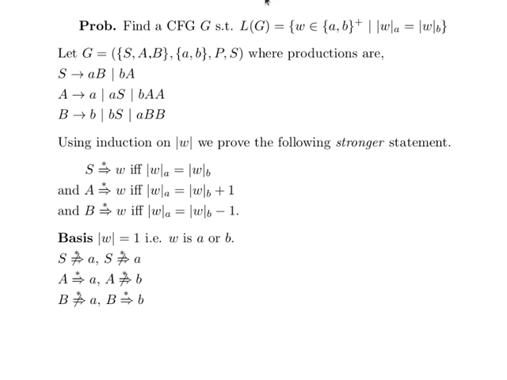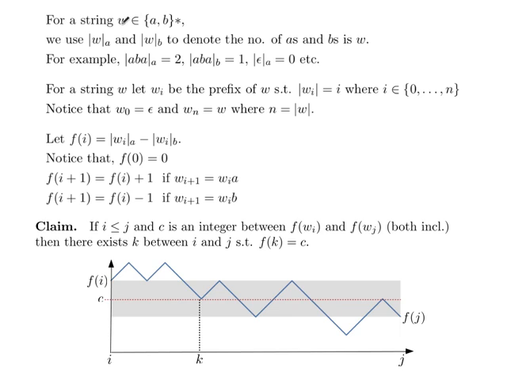So the problem is this one. So this is the language. First of all, we are using some notation here. I'm taking strings over this alphabet. This star should not be here. So we take strings over this alphabet, {a,b}*. And this mod subscript a means the number of a's in this string.